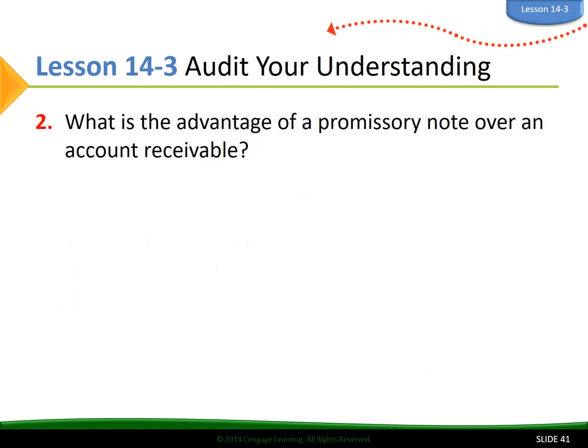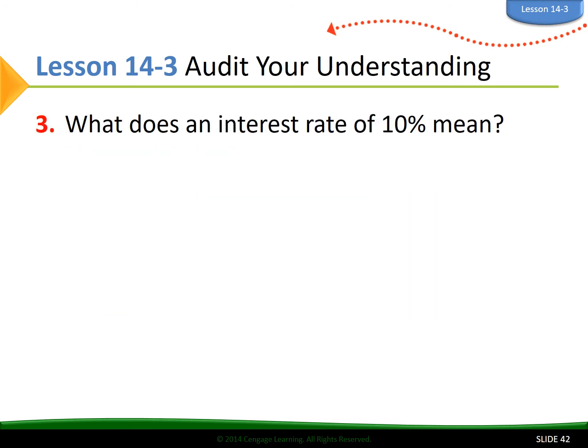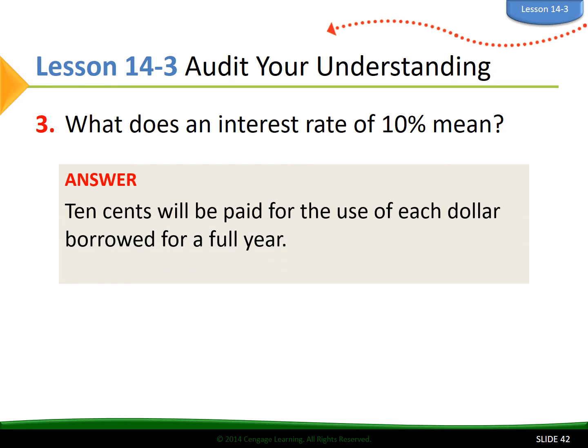What's the advantage of a promissory note over an account receivable? Okay, so as I mentioned earlier, it would be legally binding. So a note can be useful in a court of law as written evidence of a debt. Okay, what does an interest rate of 10% mean? So 10% of 100 is 10. Okay, 10% interest of 200 is 20, etc. So the book's answer is 10 cents paid on every dollar, and that's assuming for a full year.